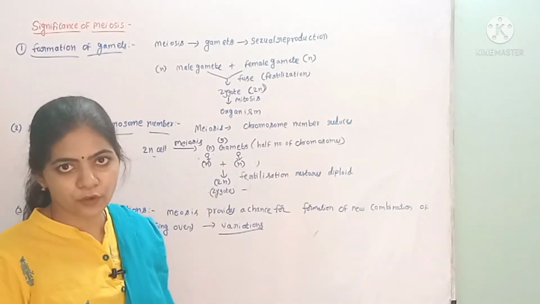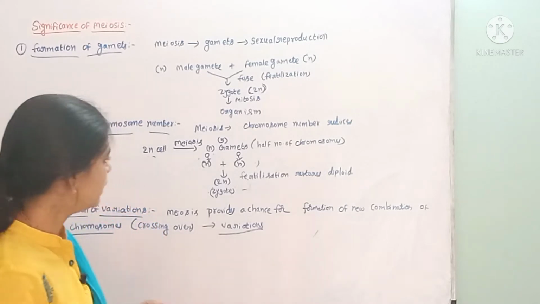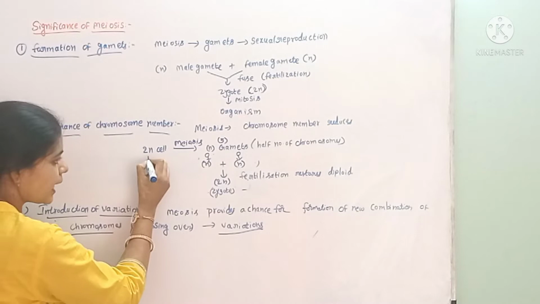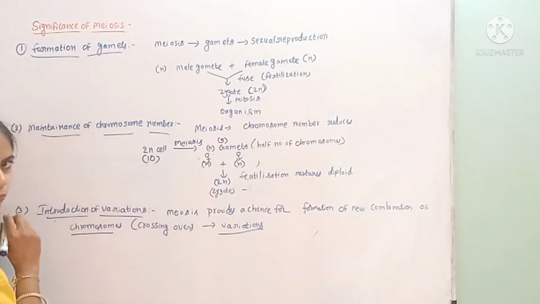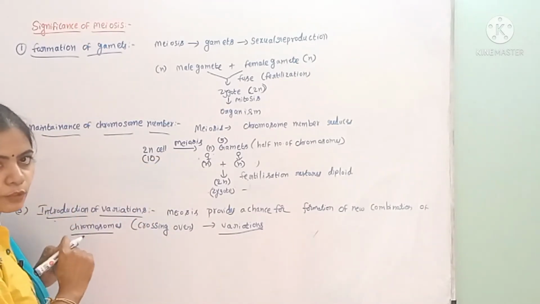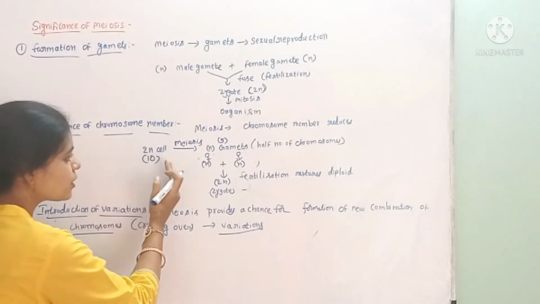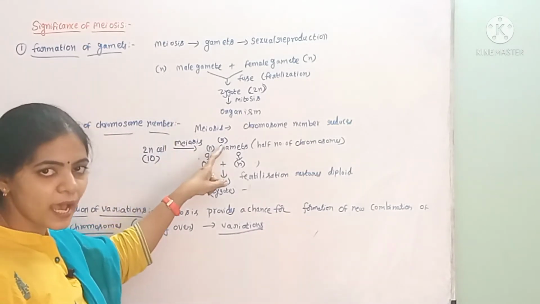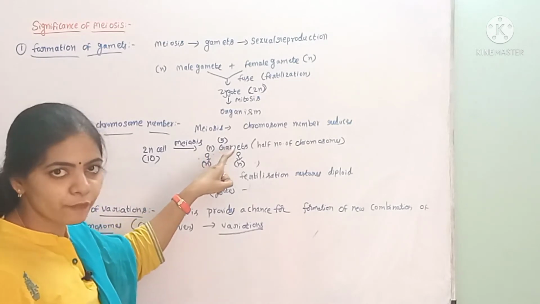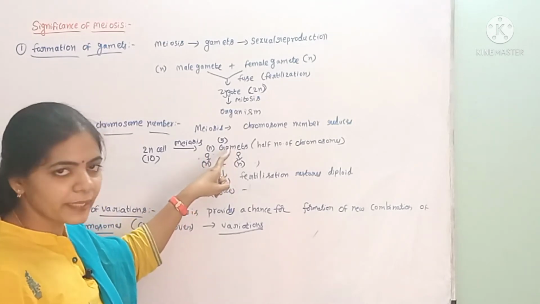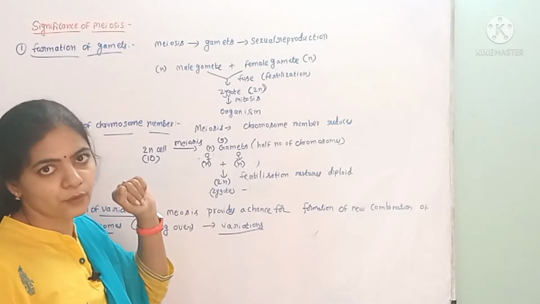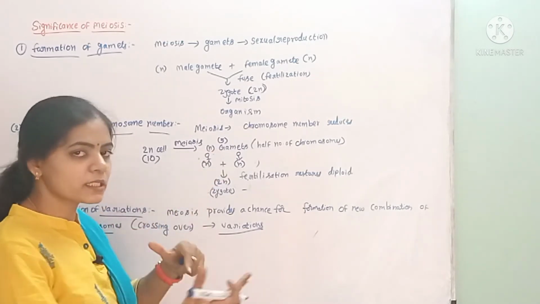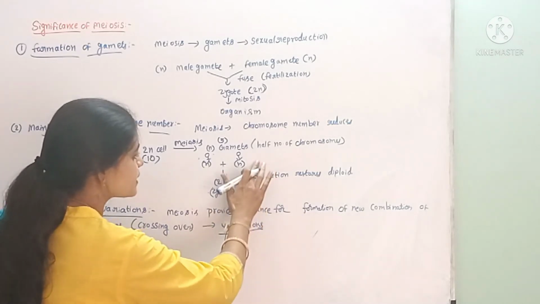For example, for instance, this is a diploid cell which is carrying 10 chromosomes. In meiosis, what is happening? The number of chromosomes is reduced to half. In the sense, how many chromosomes are present in the gametes? 5 chromosomes, instead of 10. In the next process, in sexual reproduction, what is happening?